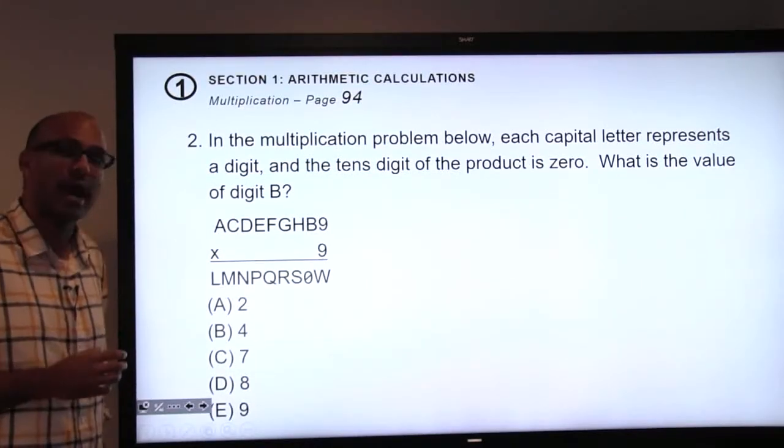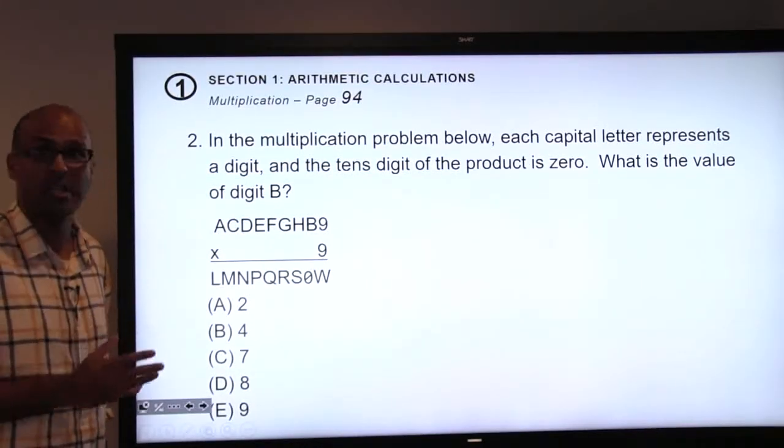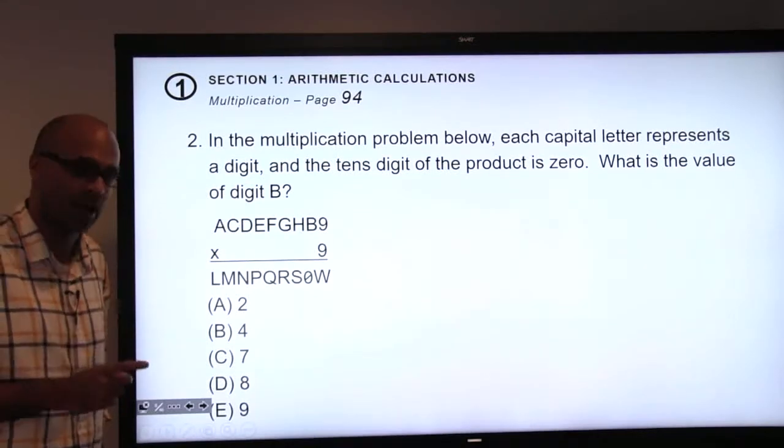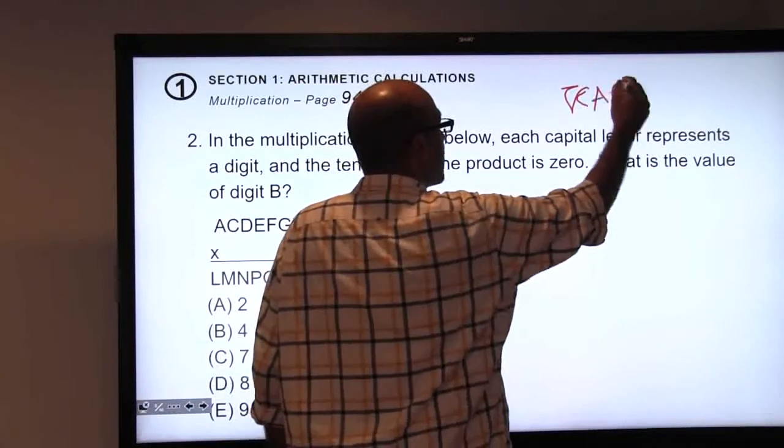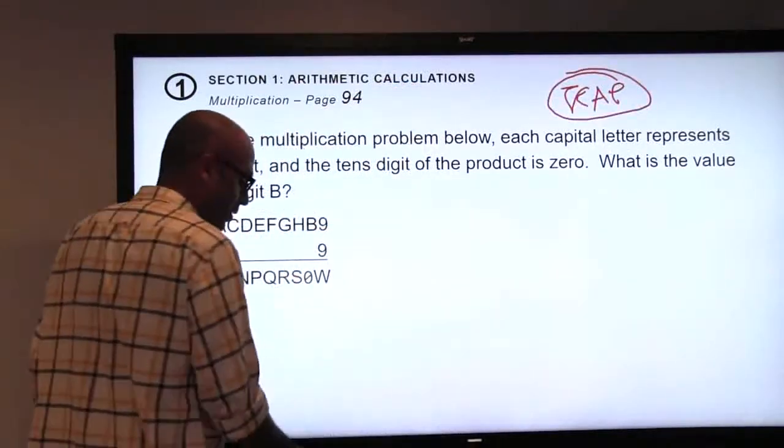So I want you to take a crack at this question. It's an easier question than the last one, but be careful. On this question, I do believe there is a great trap answer lurking.